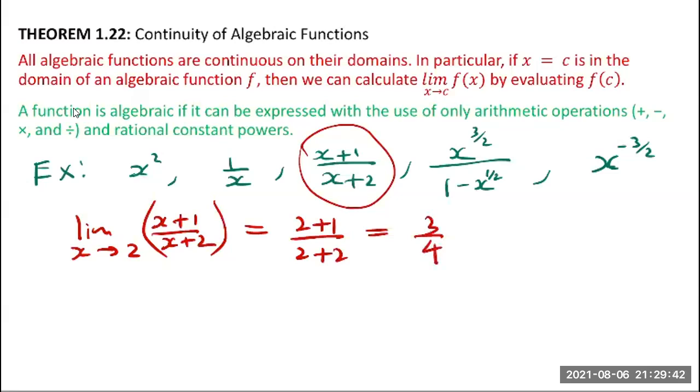The bottom line is, if you are asked to find the limit of an algebraic function, and the limit number is in the domain of your algebraic function, to find the limit you just plug that number into the algebraic function. Okay. All right. Let's move on.